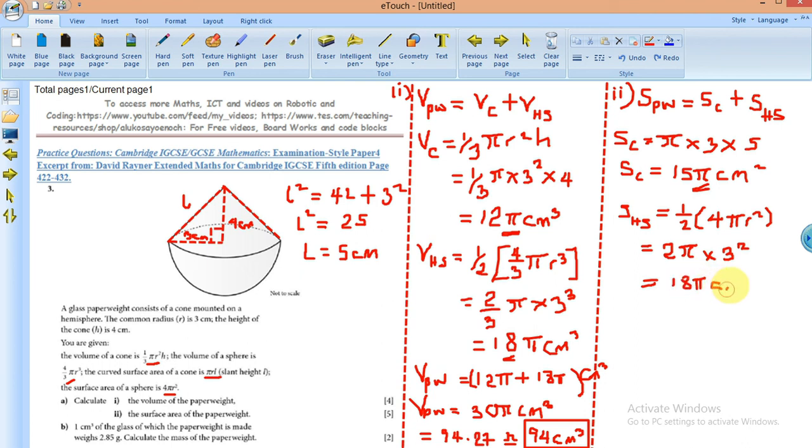Okay, so then the surface area of the paperweight will be equal to the sum of the surface area of the cone, that is 15 pi, plus surface area of the hemisphere, that is 18 pi. So I can pick up the calculator and do that. This is centimeter squared. So 18 plus 15, that is 33 pi. So surface area of the paperweight equals 33 pi.